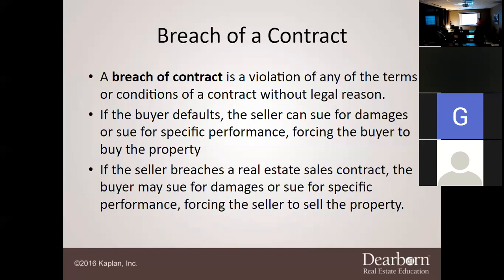Say for example that Mr. Wyatt signs a contract to purchase my car from me. And when it comes down to it, for him to pay me, his funds are no good. His check bounced. In that situation, he's violated the terms of the contract. Therefore, without legal reason, he's breached the contract. I can now sue him. If a buyer defaults, the seller can sue for damages or for specific performance. Forcing the buyer to buy the property is one of the key ones. This is why it is so important.